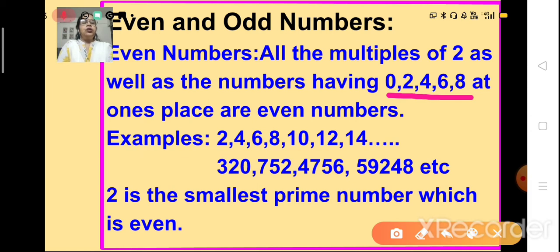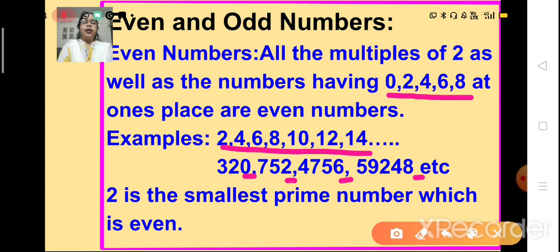So let's look at this. These are the multiples of 2. These are all even numbers: 2, 4, 6, 8, 10, 12, 14 and so on. These are all even numbers, multiples of 2. Similarly, 3, 4 and 5 digit numbers which have 0, 2, 4, 6, 8 at the ones place, like here 0, 2, 6, 8, these are known as even numbers, which have even numbers at their ones place.